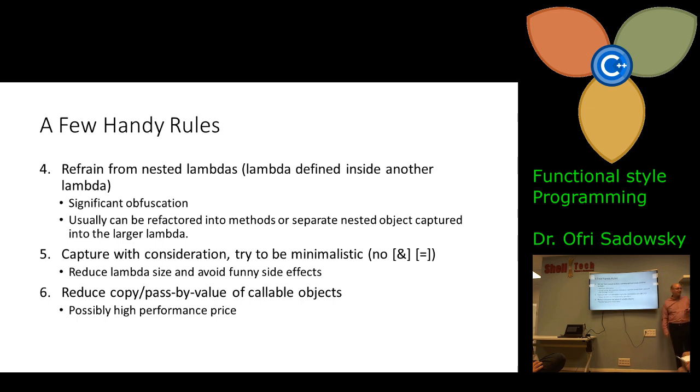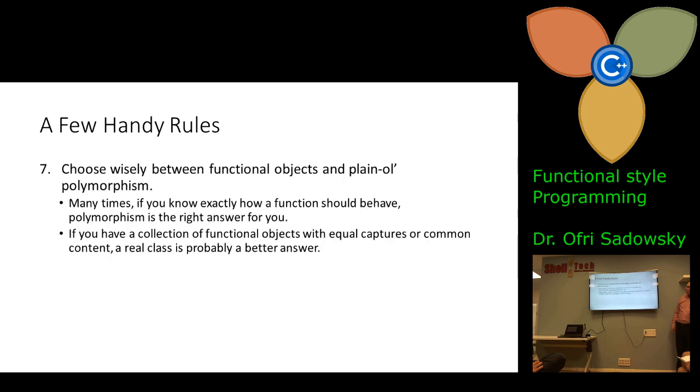And I have 2 minutes. So one more thing to say. Choose wisely between functional objects and plain old polymorphism. I'm being very, very careful; even this very day, I switched from std::function to polymorphic types. There are some rules of thumb, but usually with polymorphic types, you know better what you get than if you use something like a callable object.